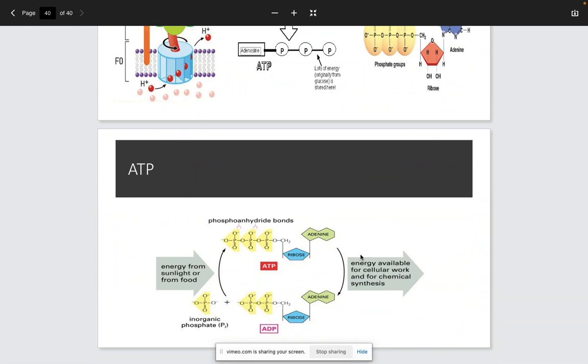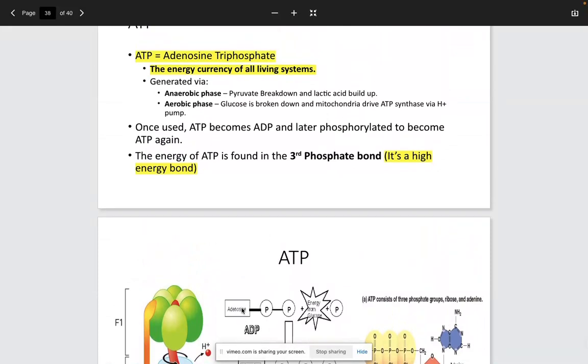This is just another picture depicting this ribose group bound to this adenine, bound to these three phosphates. Through the energy from sunlight or from food, once this inorganic phosphate is broken, we then have ADP again. So, again, guys, what's important for ATP? Knowing that ATP is going to provide most of the energy currency of the cells. Breaking of that third phosphate bond is responsible for providing much of the energy. Once ATP is broken down, it becomes ADP and is then later phosphorylated again to become ATP. Know that ATP is made of an adenine group, a ribose, and then three phosphates.